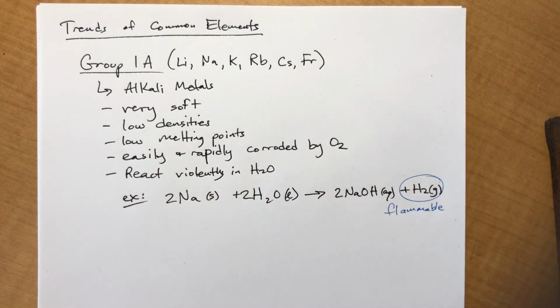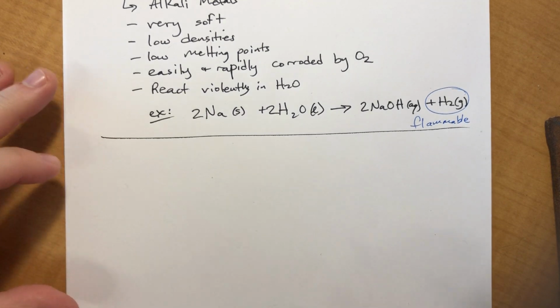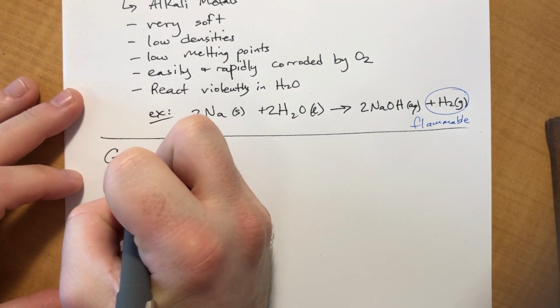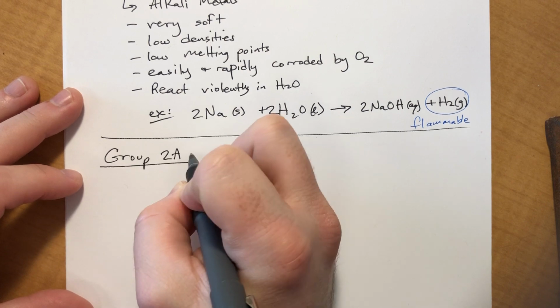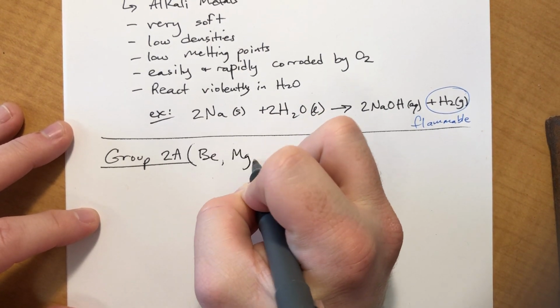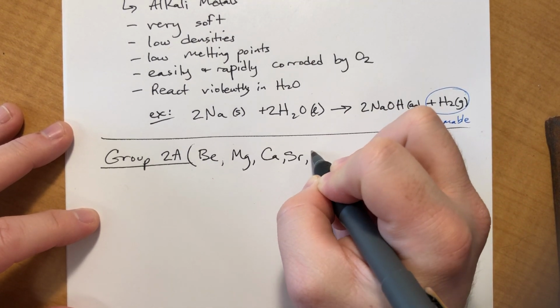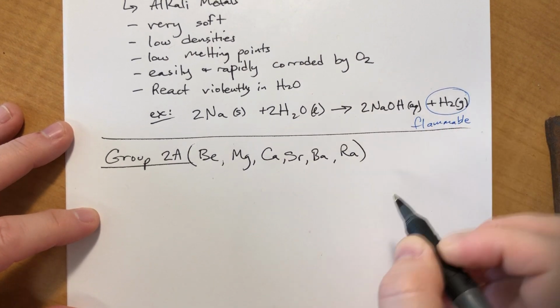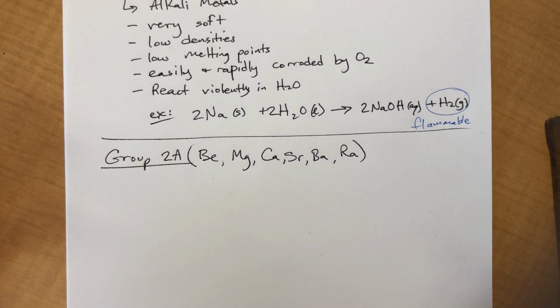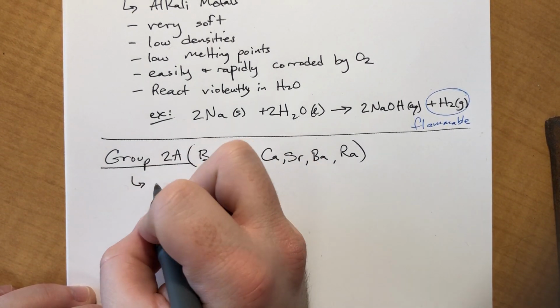So nothing critically important here, just getting some general trends so you at least have heard of these things. Okay, group 2A, the next column over. This is beryllium, magnesium, calcium, strontium, barium, and radium. Radium, again, is radioactive, so we don't encounter that one a whole lot, but it's not uncommon, actually. These are known as the alkaline earth metals.